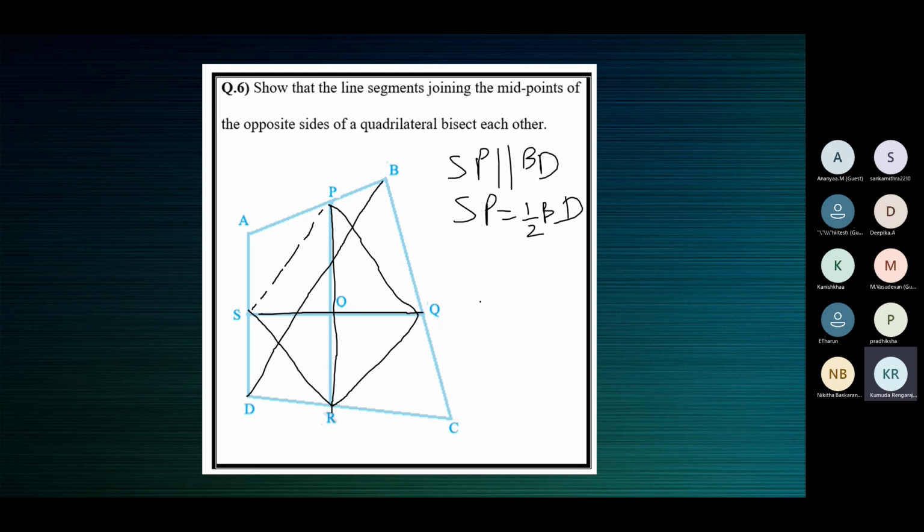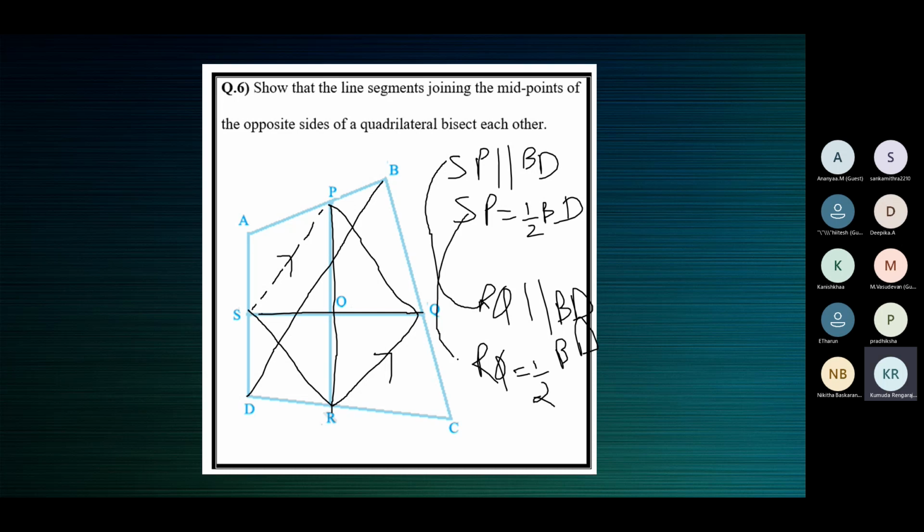In the other triangle we got RQ parallel to BD and RQ equal to half BD. So when you compare, SP is parallel to BD, RQ is parallel to BD. That means SP is parallel to RQ. SP is half of BD, RQ is also half of BD. That means SP is equal to RQ.